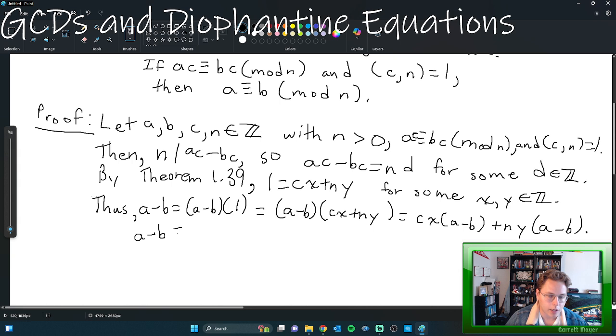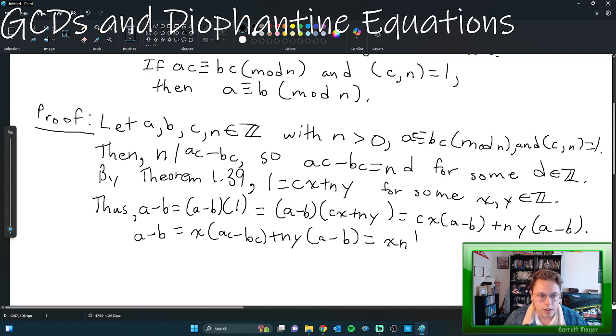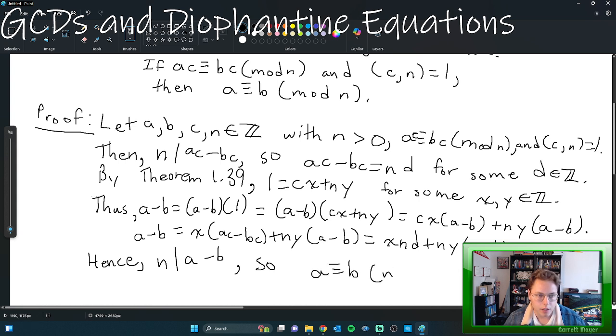So then we'll just continue on the next line. A minus B equals that. Then we can continue by taking this X, AC minus BC, plus NY times A minus B. And remember from before, AC minus BC equals ND, so we get XND plus NY times A minus B, which equals N times XD plus Y times A minus B. So this means, hence, N divides A minus B. So A is congruent to B mod N.